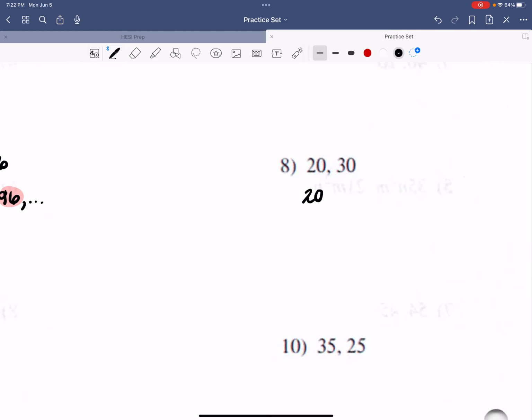This one you could probably do in your head. I'm going to start with the smaller one. And there it is. They're testing my thinking skills here. Lowest common multiple is 60.